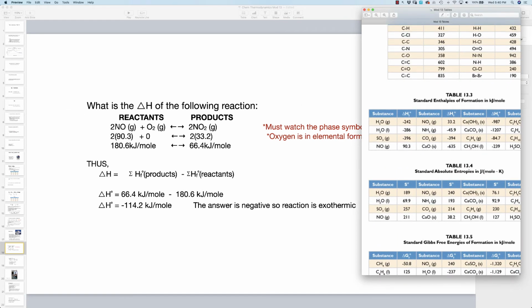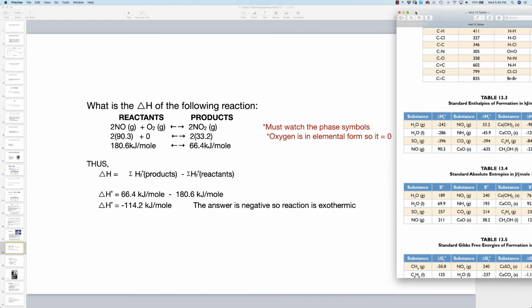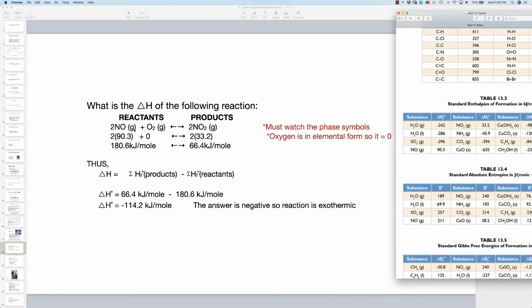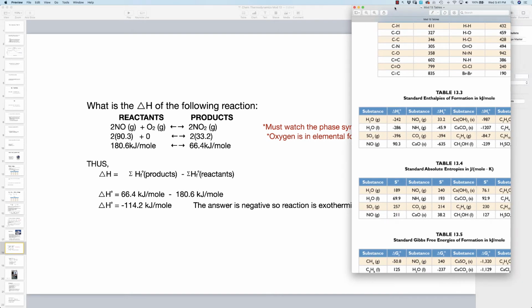Okay. You'll see in this reaction we have 2NO. Now, you've got to take into account the phase that it's in. You'll notice here that this is a gas. These are all gases. You have to be aware of that. Otherwise, you could grab the wrong value. So if we have 2NO and it's a gas phase, we come over here to our standard enthalpy of formation. We find NO. There it is in a gas phase. And that tells us the enthalpy of formation right there.